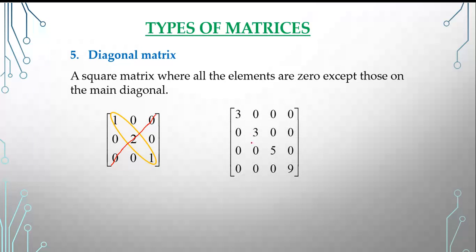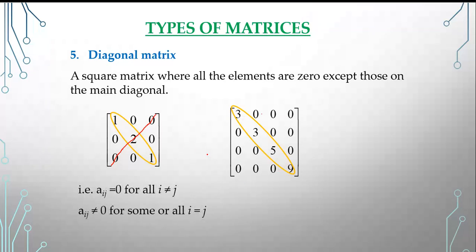Like here our diagonals are only 3, 3, 5, 9. So these are the diagonal elements. Only our diagonal elements have non-zero elements, other elements are 0. So this type of matrix is called the diagonal matrix.